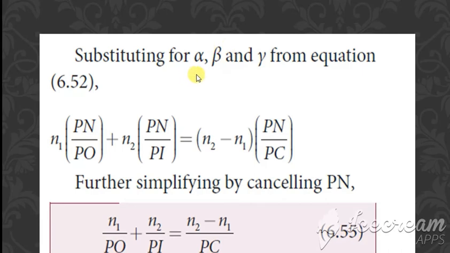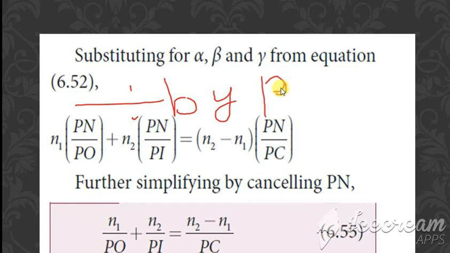Next, substituting the alpha, beta and gamma in this. Because N1 into alpha, so alpha is what? PN divided by PO, and same way PN divided by PI is equal to PN divided by PC. Throughout this, we are going to divide by the term PN. So the value of PN gets cancelled in all of this, so that we get N1 divided by PO plus N2 divided by PI is equal to N2 minus N1 divided by PC.